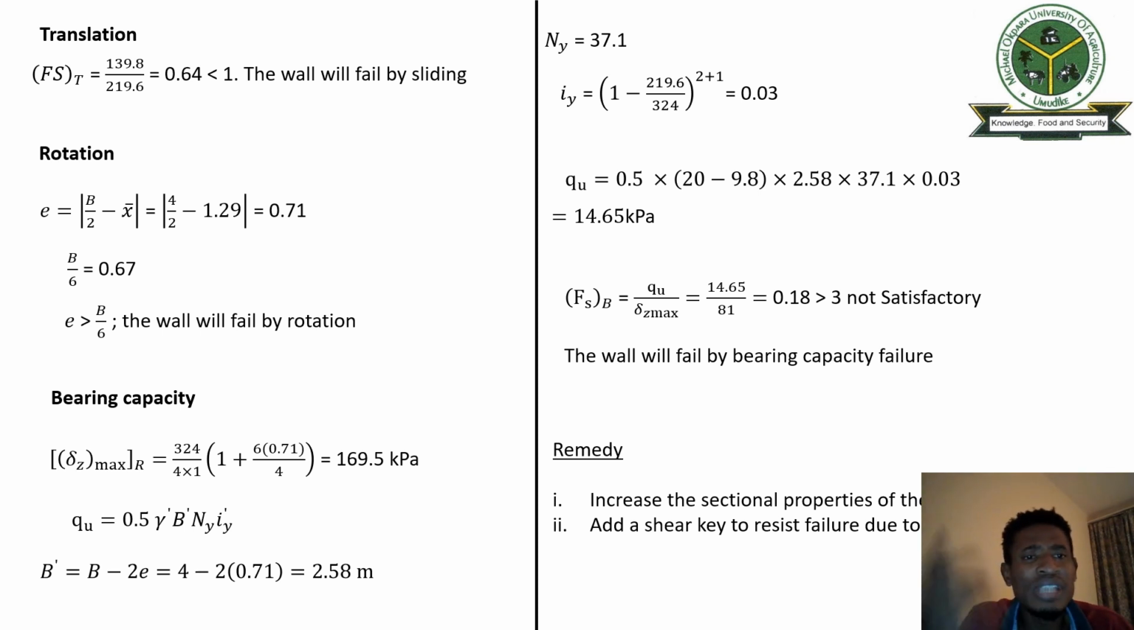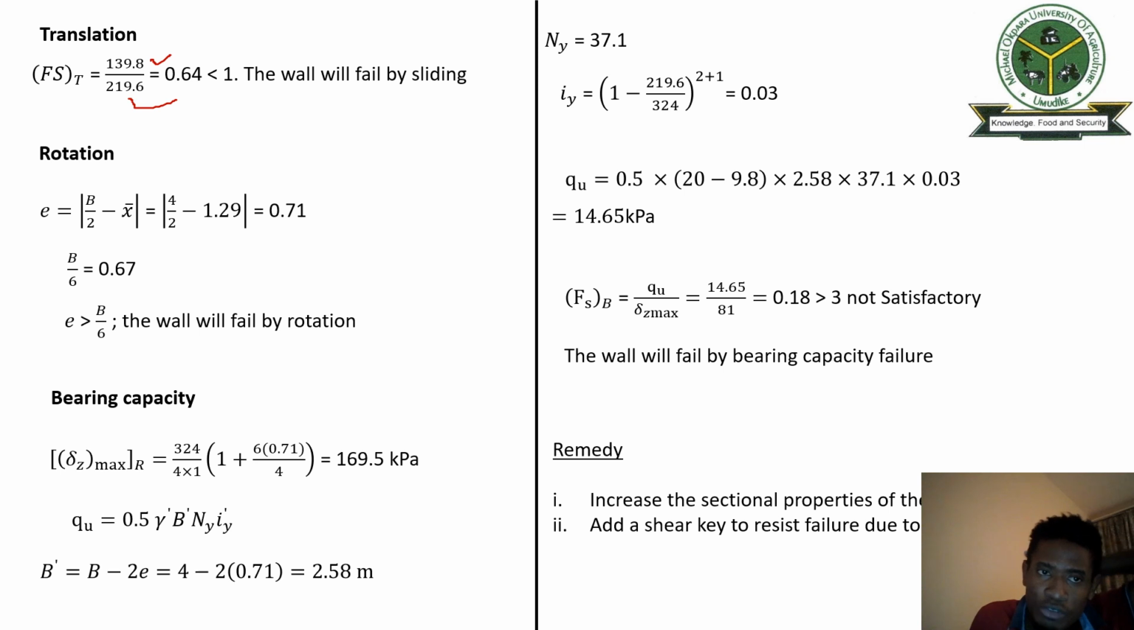Finally, you do the same thing: determine the rotation and the translation. And how do you determine the translation? You want to see if the wall is going to fall by sliding, and you already know that the force causing the wall to fall has now increased because of the water, but the resistance of the wall remains the same. So if you divide this by this, you see that this will now be 0.64. Before, it was more than this. Now you see clearly that the wall is going to fall by sliding.